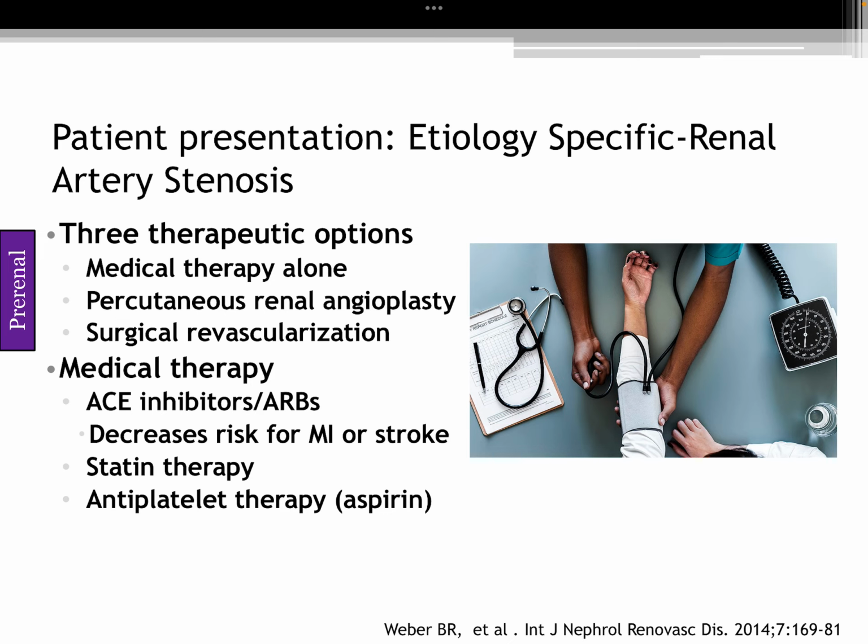So, whenever a patient has renal artery stenosis, you have three therapeutic options. 1, medical therapy alone. 2, percutaneous renal angioplasty. That's where they will go into the renal artery and open it up, usually with a stent. Or 3, surgical revascularization, where they take an artery from some other part of your body, such as in your leg, known as the saphenous vein, and put it in the renal artery to keep it open.